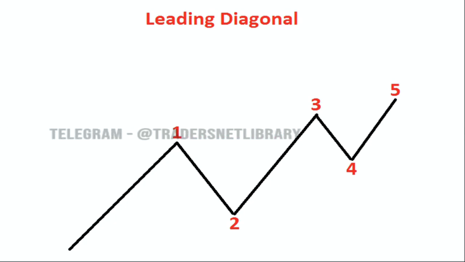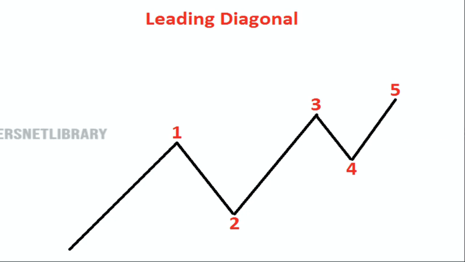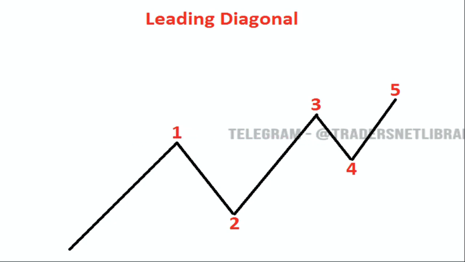In this pattern, wave 2 cannot reach the beginning of wave 1, and also wave 3 cannot be the shortest wave between waves 1, 3, and 5. In this pattern, wave 4 must enter the range of wave 1, which is the most important difference between this pattern and the trending impulse wave pattern.